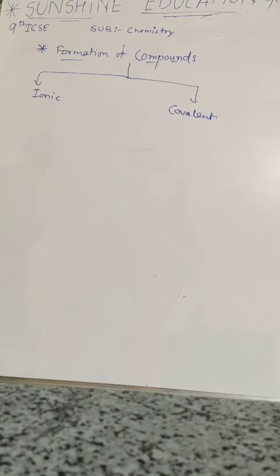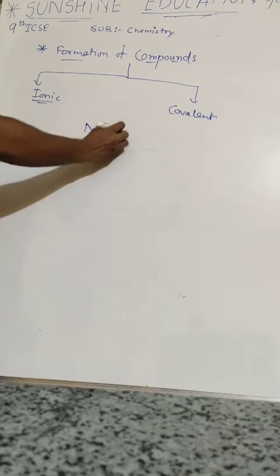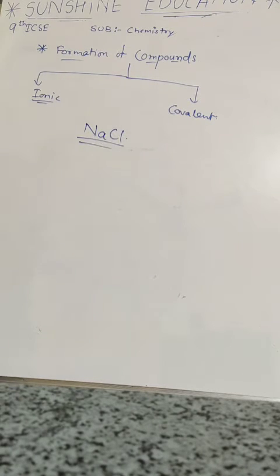So first we will study about ionic compounds. Ionic compounds are the compounds formed by the donation and acceptance of electrons. We all have studied that one of the elements in the compound donates electrons, one accepts electrons, and they combine with each other to form a compound. Let's take the example of sodium chloride. We'll quickly revise it.